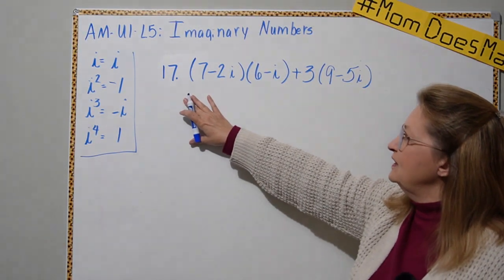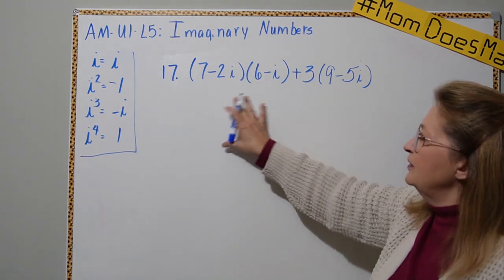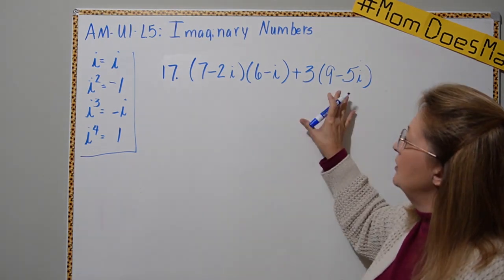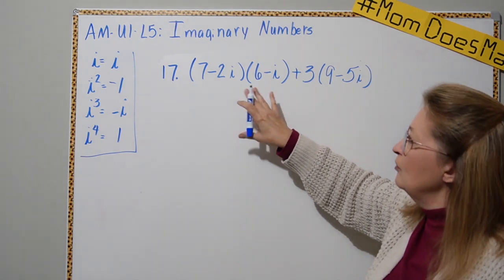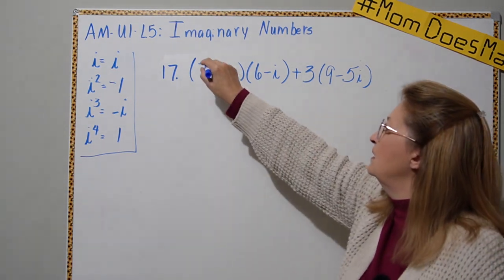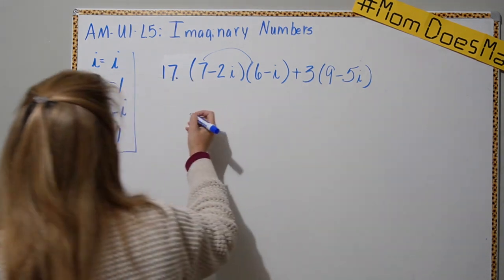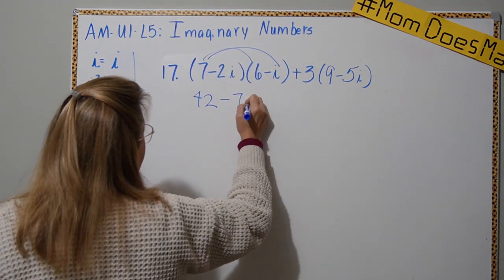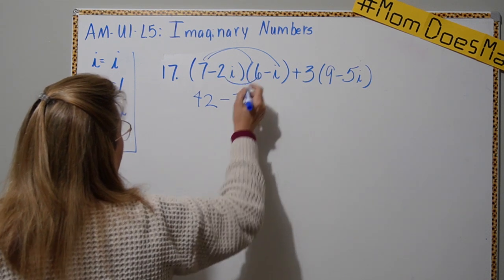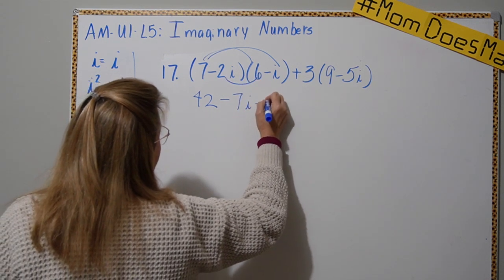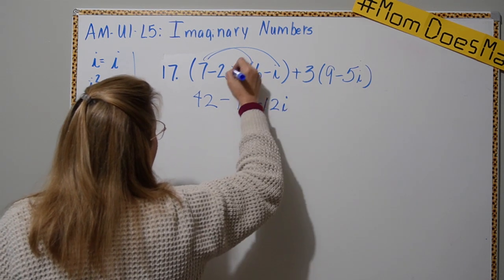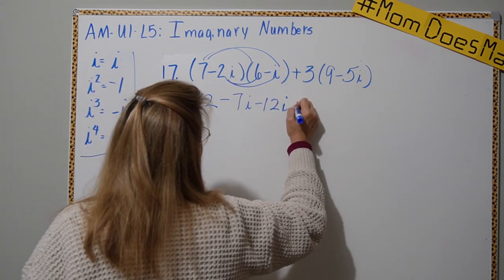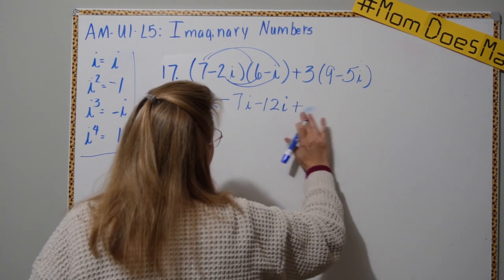Now let's look at number 17. We're just going to go through this. Order of operations tells you to do this multiplication first, and then we'll distribute over here. Now with these two binomials, we are FOIL methoding or distributing. So 6 times 7 is 42, and 7 times minus i is minus 7i. Negative 2i times 6 is going to be negative 12i. And then negative 2i times negative i is going to be positive 2i squared.